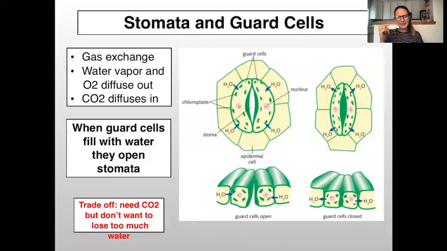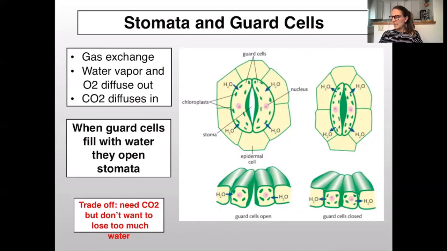Remember that stomata are the openings on the underside of leaves that let oxygen out and carbon dioxide in. All right. We're also now seeing that in addition to oxygen being lost, we also see water being lost out of those stomata. And the way that these stomata work is that they have these cells called guard cells, and they fill with water when they open.